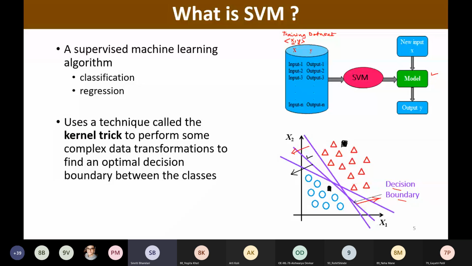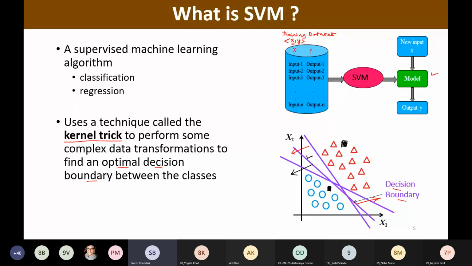SVM actually uses a technique that is called the kernel trick. I'll repeat, SVM uses a technique called the kernel trick to perform some complex data transformations to find an optimal decision boundary that will segregate my classes, right?